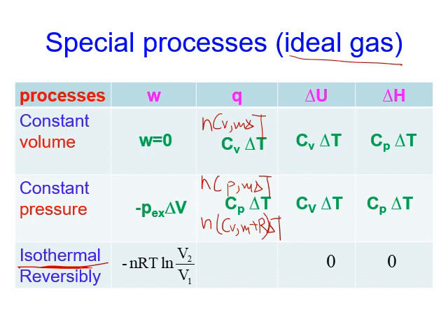Now let's go back to heat. How do you calculate heat for isothermal reversible? Using the first law, we know the work and we know delta U, so delta U minus W gives you positive nRT ln V2 over V1.